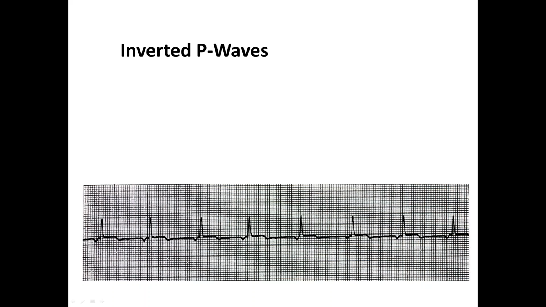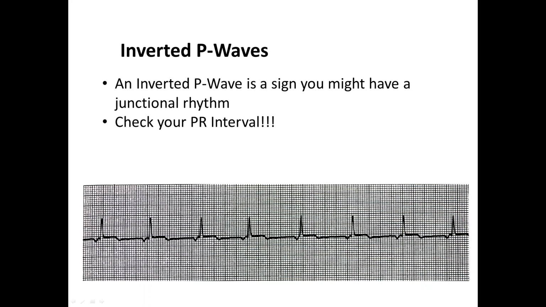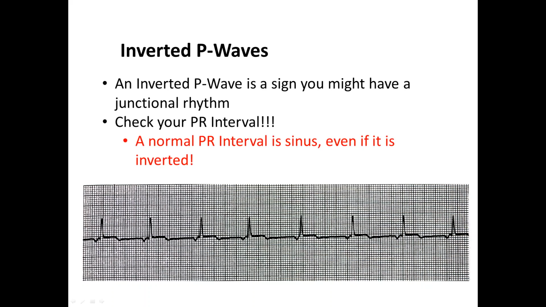Inverted P waves are a sign that you might have a junctional rhythm, but they're just a clue. Check your PR interval. A normal PR interval is sinus, even if it's inverted.